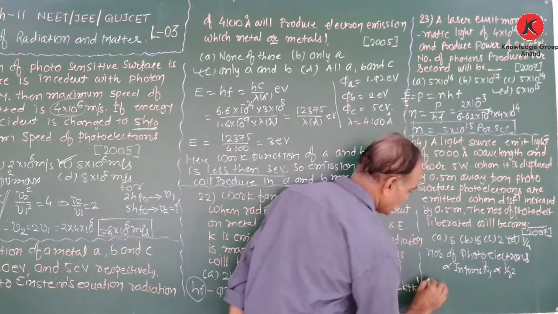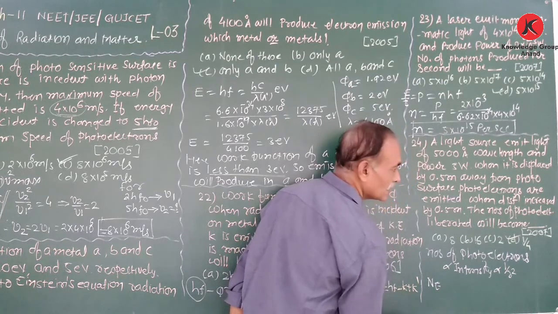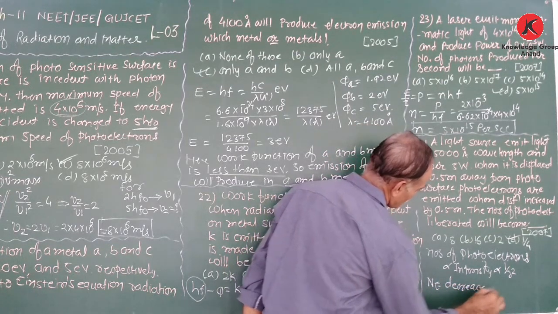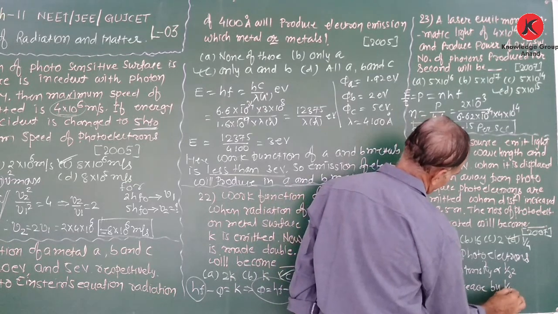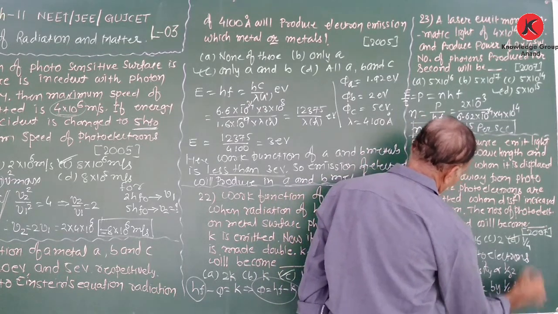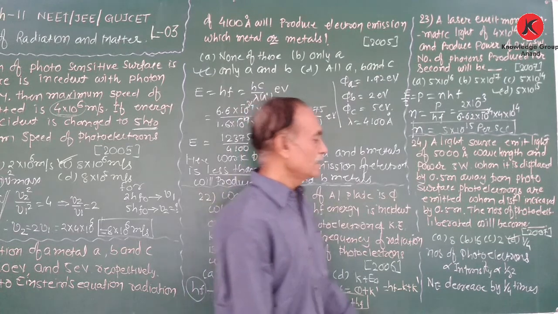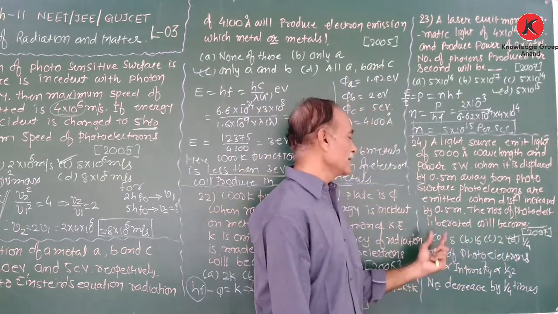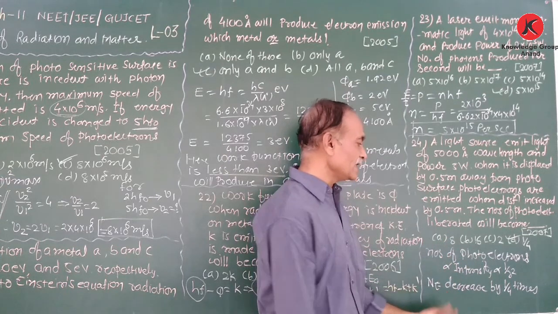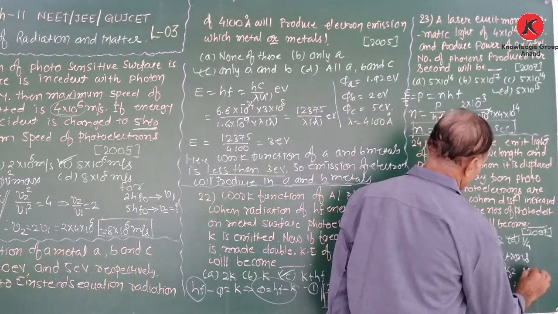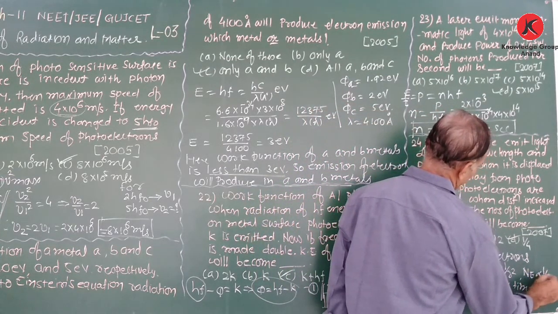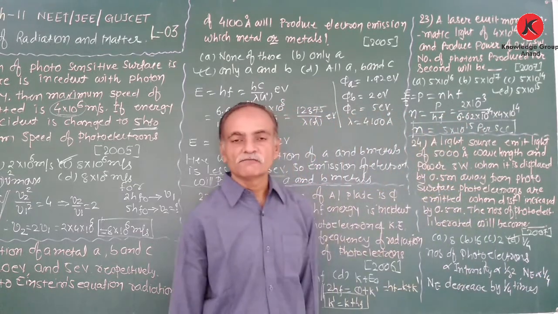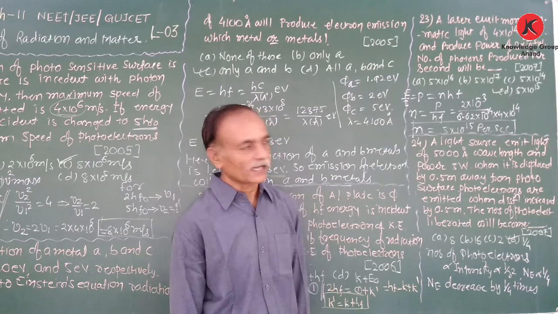Therefore, the number of photoelectrons decreases by 1 by 4 times, because the distance becomes double, therefore 1 upon 2 square, that means 1 by 4. The number of photoelectrons is directly proportional to 1 by 4. Therefore, the number of photoelectrons produced will decrease by 1 by 4 times. Clear?